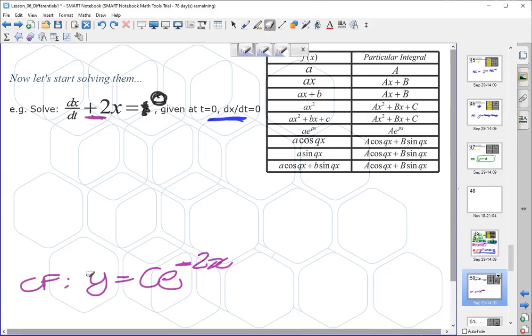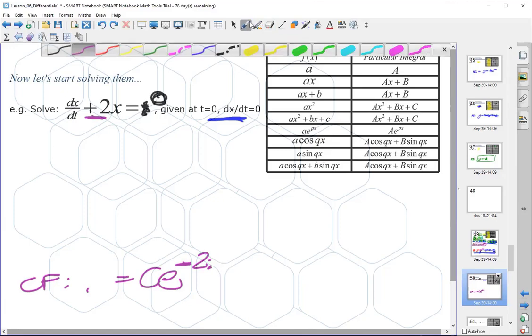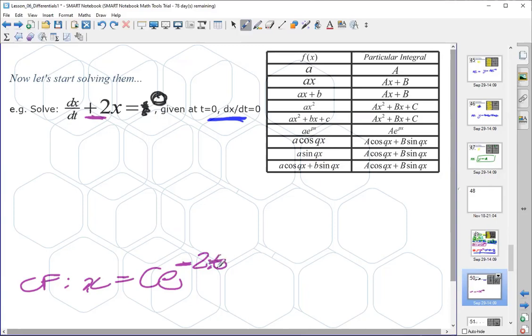They changed it. Okay, so let's just change. You have to change the x to a t. So they've just done it as instead of dy by dx, it's dx by dt. So that's going to be x and that's going to be t. Okay. All right. So that should not trouble us.